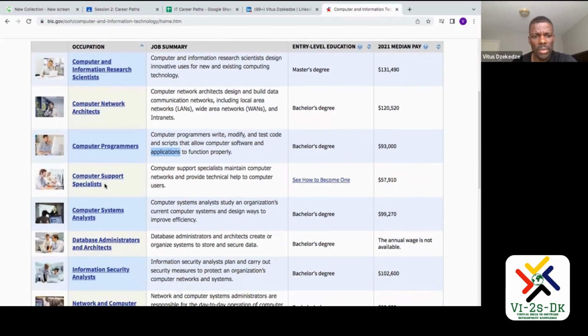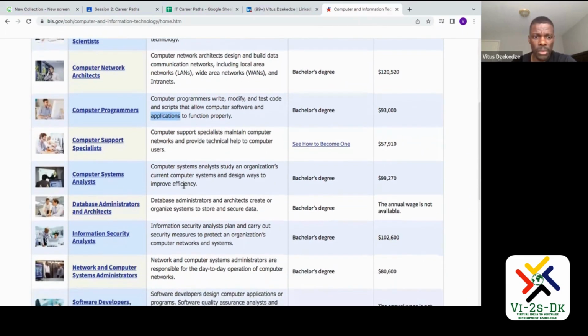The next set is computer support specialists. So these guys are maintaining computer networks and provide technical help. So it's like the help desk. When you have an issue, maybe your computer is not coming on, or maybe the sound is not working, you call these guys and they'll be able to walk you through what your issue was.